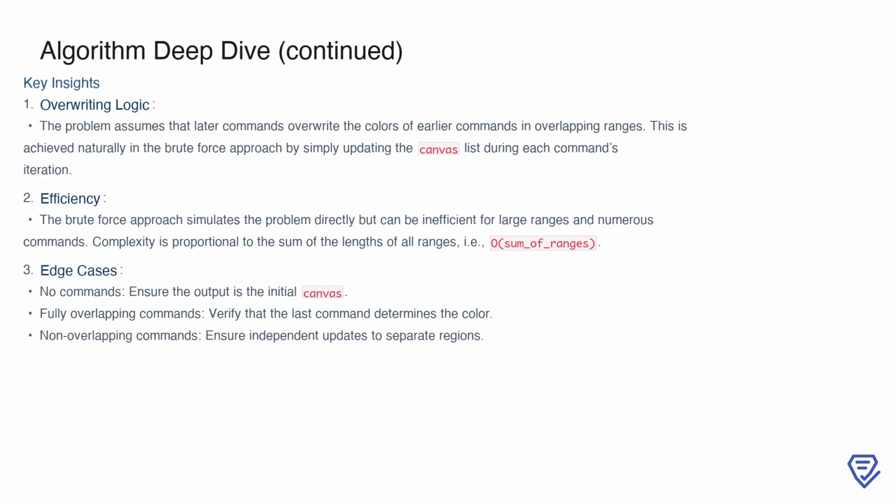Additionally, we must consider edge cases, such as when there are no commands, where the output should remain the initial canvas. In cases of fully overlapping commands, the last command should dictate the final color, while non-overlapping commands should affect only their designated regions independently. Handling these scenarios correctly ensures the solution is robust and accurate.